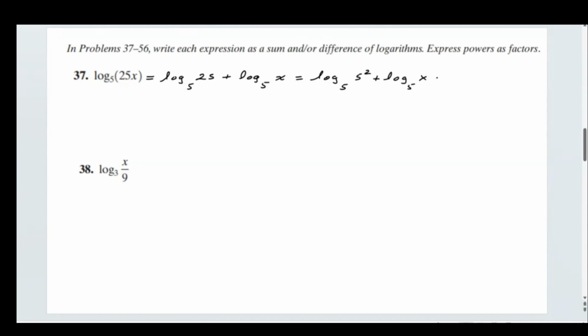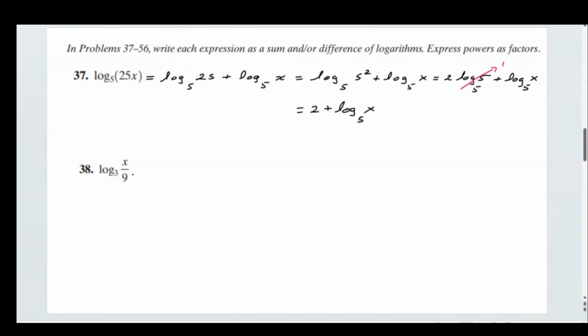Now for log in base 5 of 5 squared, we write this exponent as a factor. We say that this is 2 log in base 5 of 5 plus the log in base 5 of x. Now we know that log in base a of a is equal to 1, so log in base 5 of 5 is equal to 1. So we get 2 plus the log in base 5 of x. And this is how we write the expression log in base 5 of 25x as the sum or difference of logarithms, expressing the powers as factors.